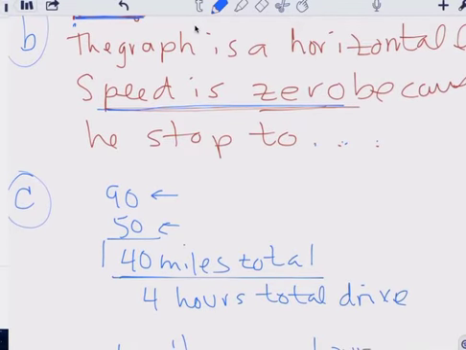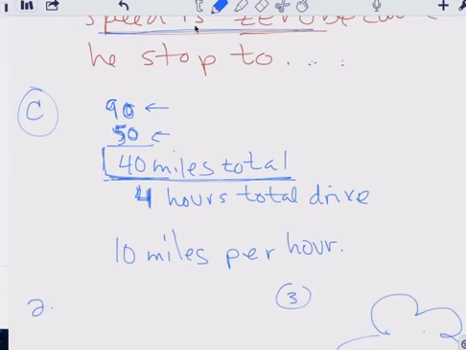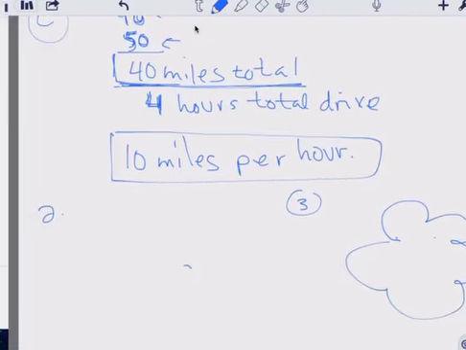Now on C, it asks for Samuel's driving speed between 6 to 10 hours. Well, at 6 hours, he was 90 miles away from home. And then at 10 hours, he was 50 miles away from home. A total driving distance of 40 miles, divided by the 4 hours that he drove, gives him a 10 miles per hour speed. He was in major traffic.